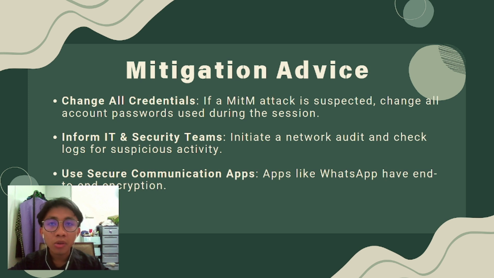And lastly, we have to use secure communication apps. In order to avoid our conversations being spied on, you have to use apps like WhatsApp because they have end-to-end encryption. End-to-end encryption means there's no third party that can access our conversation.